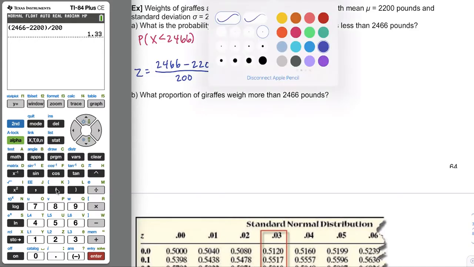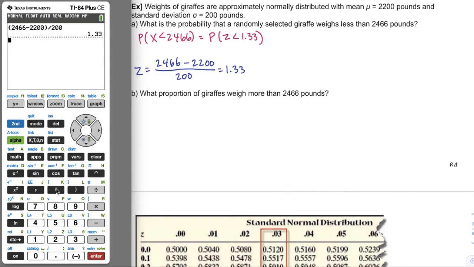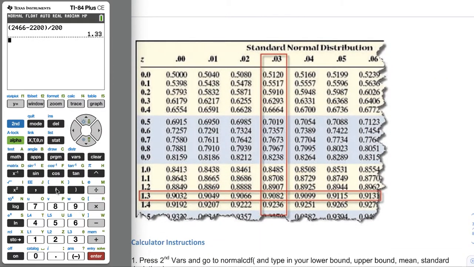So we converted the x value to a z-score, so it's the same as the probability that z is less than 1.33. So we want to find the area to the left of 1.33 in the standard normal distribution. That can be done using the table. So if we go to this table, you can see that's already been boxed for us right here. 0.9082 is that probability.